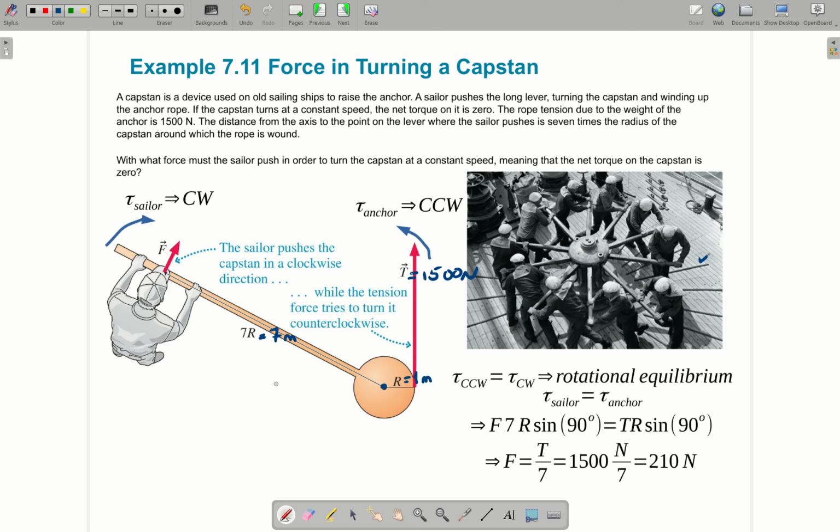With what force must the sailor push in order to turn the capstan at a constant speed? That tells me there's rotational equilibrium here. If there's constant speed, tau net is 0. And the speed we're talking about here is actually rotational or angular speed. We call it omega, angular speed. We won't really be covering calculations about it, but the idea is going to be there. So angular speed is constant means we have net torque 0.